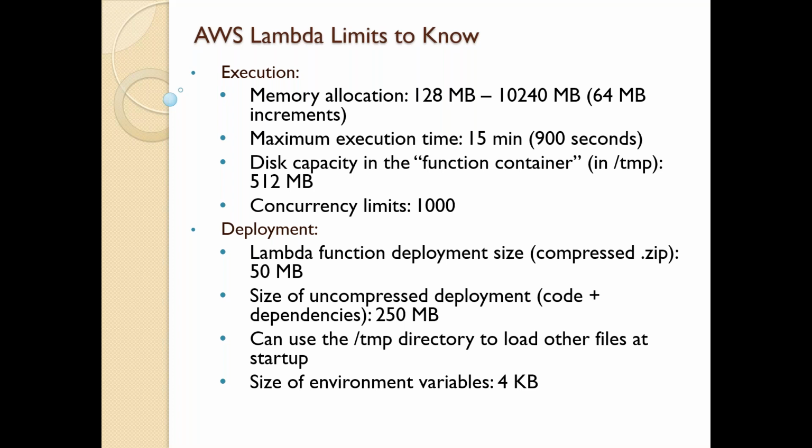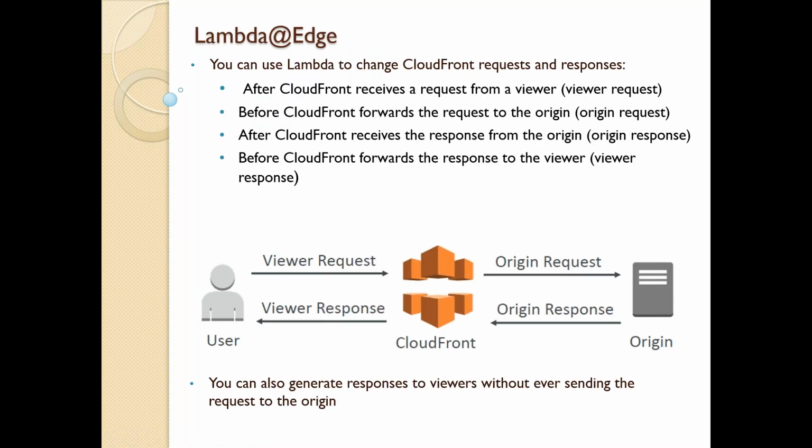So you can deploy your function, your Java file or whatever file it is, you can zip it. It can be a maximum of only 50 MB. If it is uncompressed, you can have code plus dependencies of 250 MB. And you can use the temp directory to load any other files that you want to use at startup. As I told you, the size of the environment variables can only be 4 KB at the maximum.